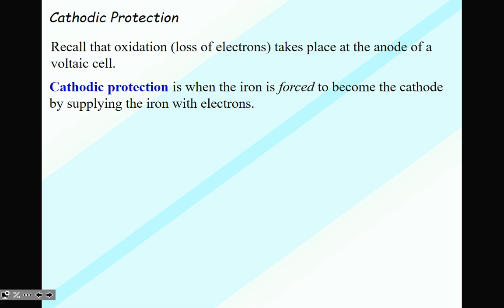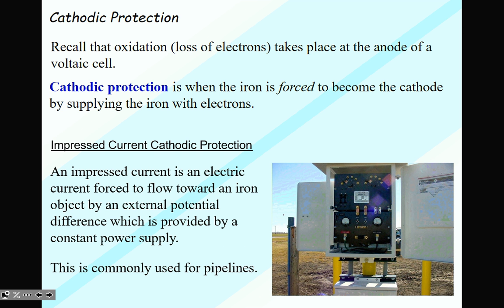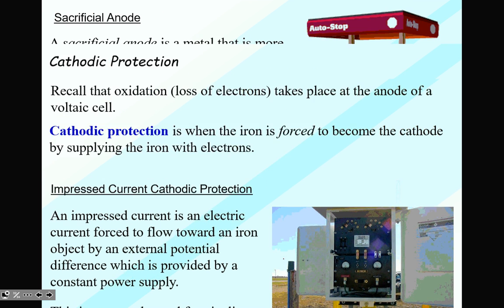Another way we can protect our metals is cathodic protection. Recall that oxidation, or loss of electrons, takes place at the anode of a voltaic cell. Cathodic protection is when the iron is forced to become the cathode by supplying the iron with electrons. Impressed current cathodic protection: an impressed current is an electric current forced to flow toward an iron object by an external potential difference, which is provided by a constant power supply. This is commonly used for pipelines in order to protect the metal that the oil is going through.